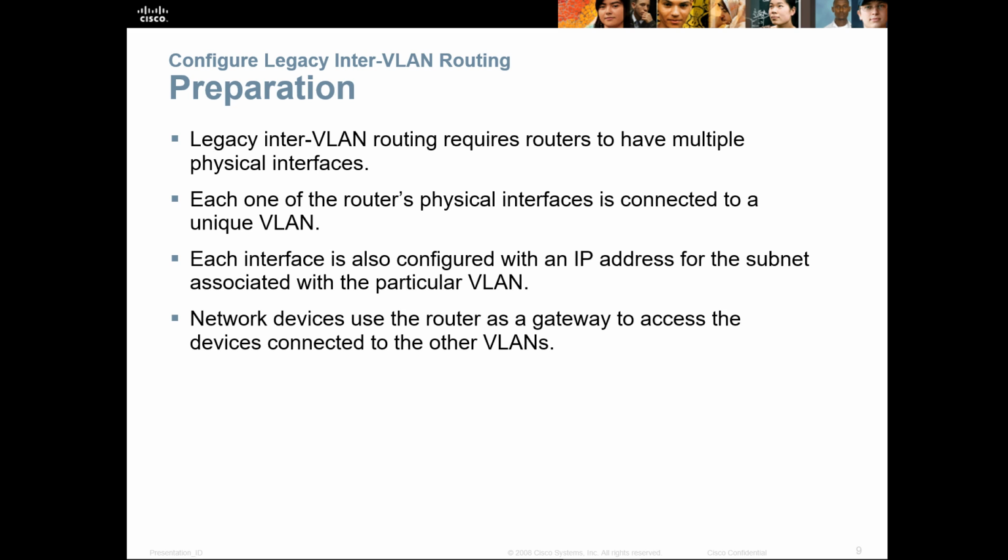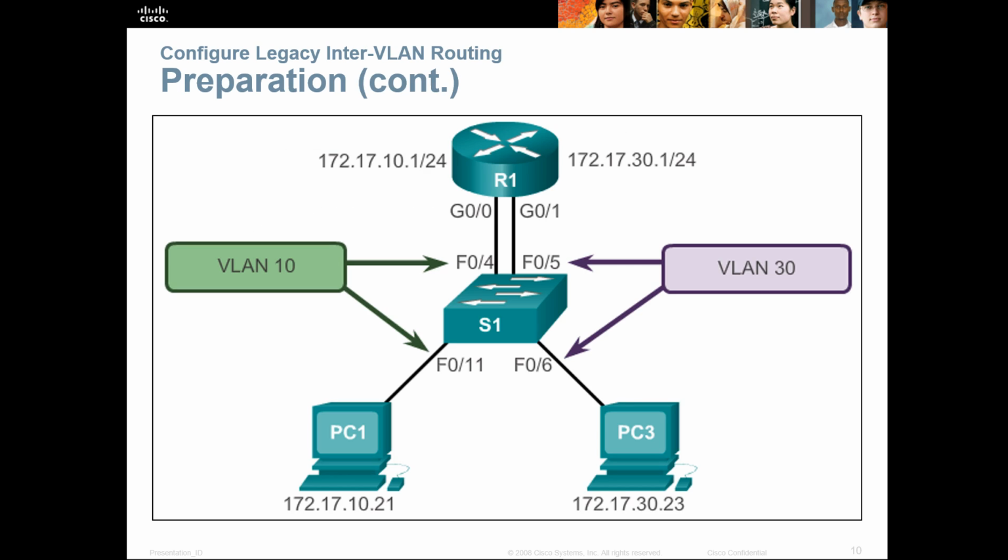So, preparation. Legacy inter-VLAN routing requires routers. That means you have to have a physical interface per route or per link for a connection. Each one of those routers' physical interfaces is connected to a unique VLAN. That's just inefficient. Each interface is also configured with an IP address. Example, these links are all VLAN 10. These links are all VLAN 30. That's not a great idea, but that was an old way.